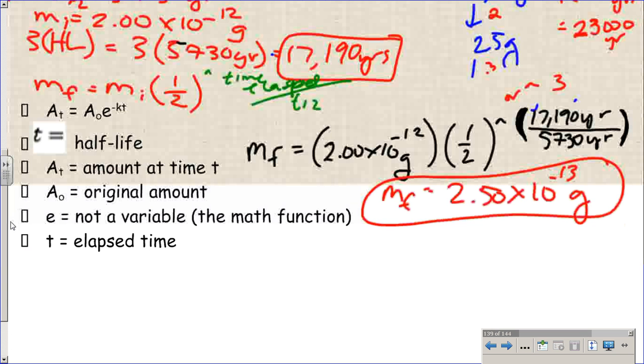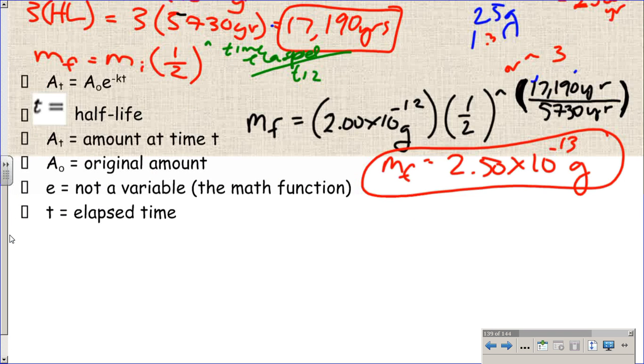All right, so that equation seems not too hard, but is there an easier way to do this? Yes. And it just depends on if you can actually do it. So some people just forget how to do it. But this is the mathematical way to do it. There's also one where you can just divide by 2 3 times, because 3 half-lives have passed. So you can take 2.00 times 10 to the negative 12 grams.